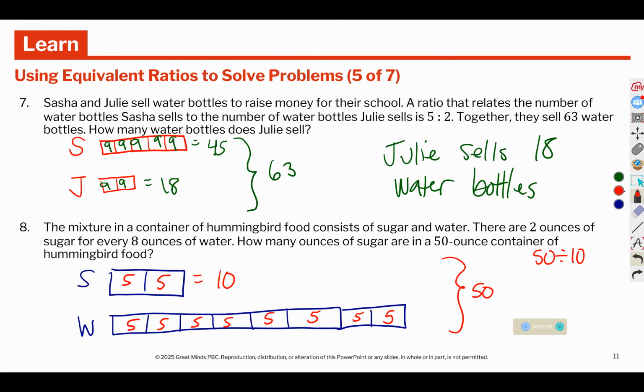So 10 ounces of sugar and 5, 10, 15, 20, 25, 30, 35, 40 ounces of water. How many ounces of sugar are in a 50-ounce container? 10 ounces of sugar.